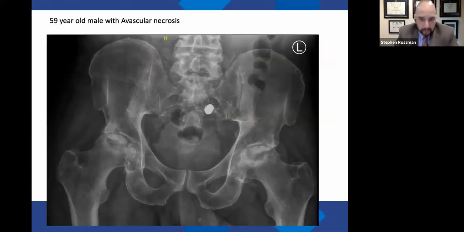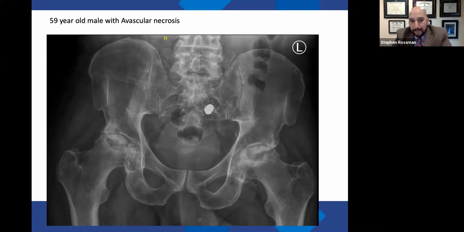This is another example of a patient of mine, a 59-year-old. Again, this is not osteoarthritis, but I wanted to show this to you. This is something called AVN, or avascular necrosis, if you ever hear that term. If you look at the femoral heads, the previous femoral heads didn't look like this. This femoral head is almost collapsed. I describe this like putting a dent in a ping pong ball.